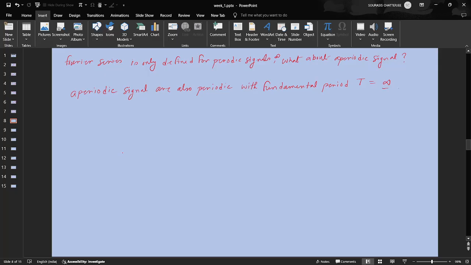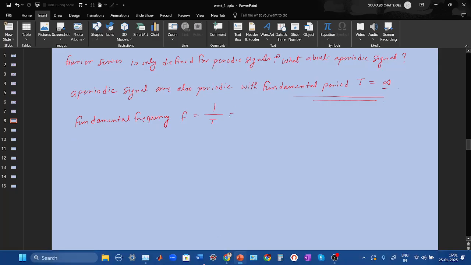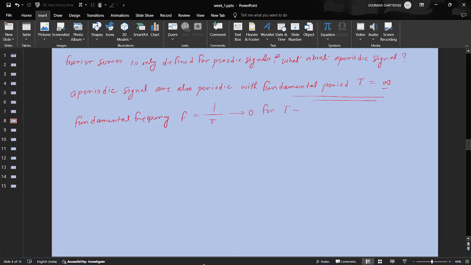But the problem is that whenever you say your fundamental period T is equal to infinity, what happens to your fundamental frequency? Your fundamental frequency f, as we have already established earlier, is nothing but 1 over T, which tends to 0 for T tending to infinity, right? So for every aperiodic signal your fundamental frequency tends to 0.